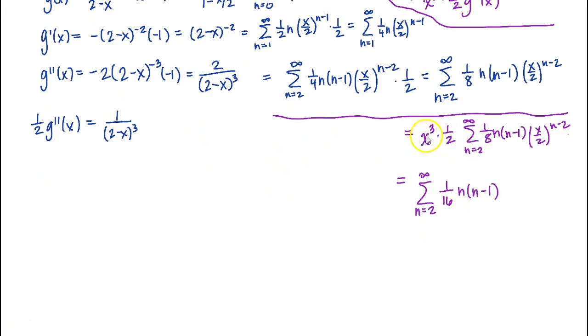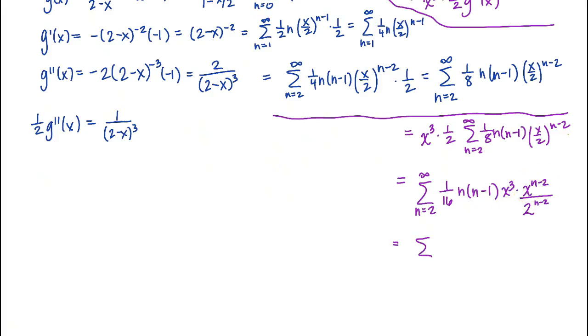And then let's go ahead and think about this x cubed and then x over 2 to the n minus 2. So I'm going to pull the x cubed in, and I'm going to rewrite x over 2 to the n minus 2 as x to the n minus 2 over 2 to the n minus 2. And the reason for that is because I can combine these together. If these x's have the same base, I can add their exponents. So this is x to the n plus 1.